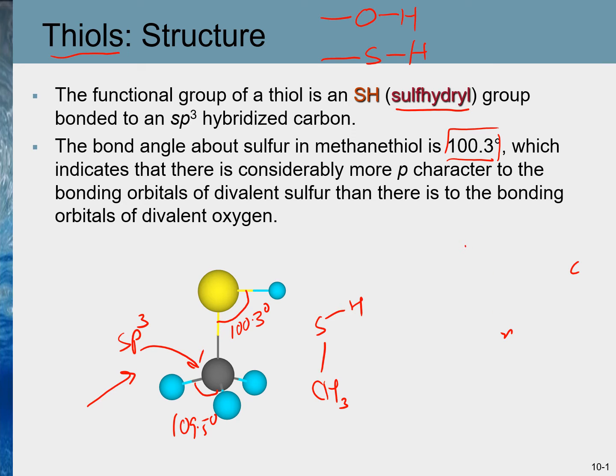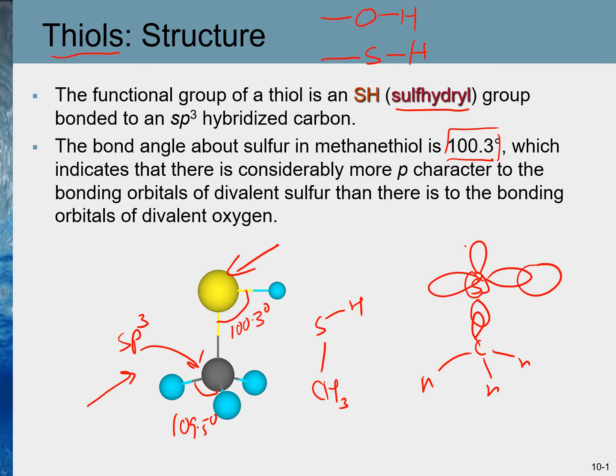So if in thiols, this sulfur atom is also sp3, then the bond angle around the sulfur atom should be about 109.5 degrees. Let's say 109 degrees. And if sulfur is not hybridized at all and it only uses its p orbitals to make these bonds, so these are the p orbitals, then this bond angle would have been 90 degrees.